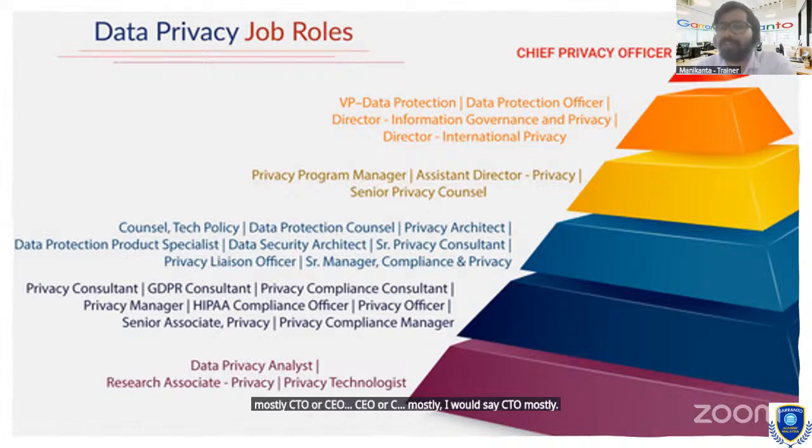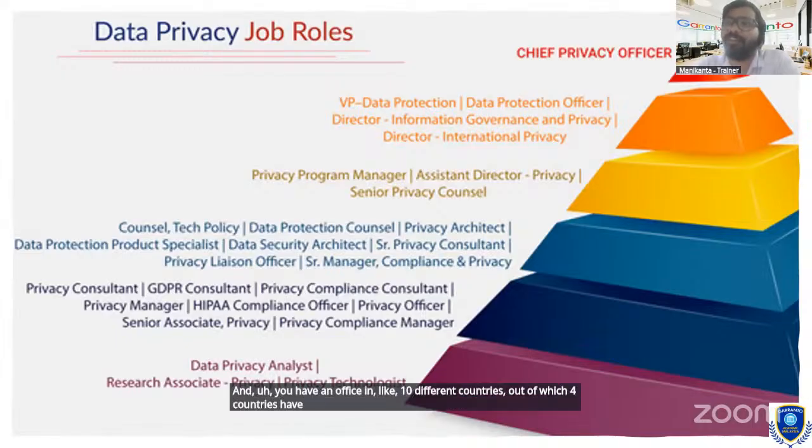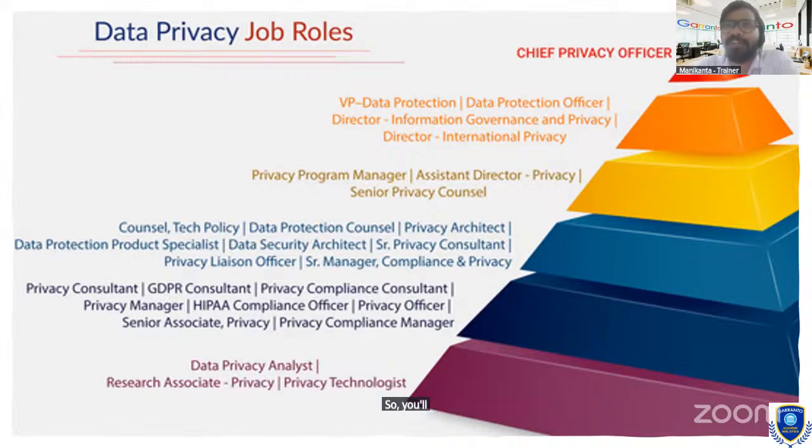He reports directly to the top layer, and he talks to the government directly, and he ensures that they are following all the regulations defined as per the law. He looks after it. If, for example, your company is very big and you have offices in 10 different countries, out of which 4 countries have regulations, then all 4 countries will have a DPO. So each country will have a DPO.